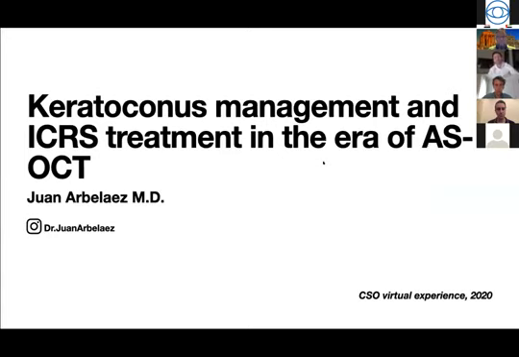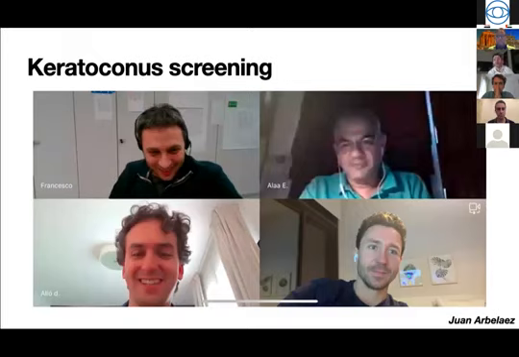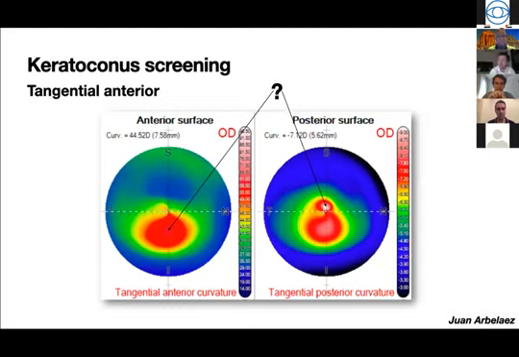Here was the initial keratoconus screening software that we have. This was published in Ophthalmology in 2012 by Dr. Maria Arbeláez. And now we are working with Jorge, Ala, and Francesco on strengthening the software of the MS39 for the screening of keratoconus patients.